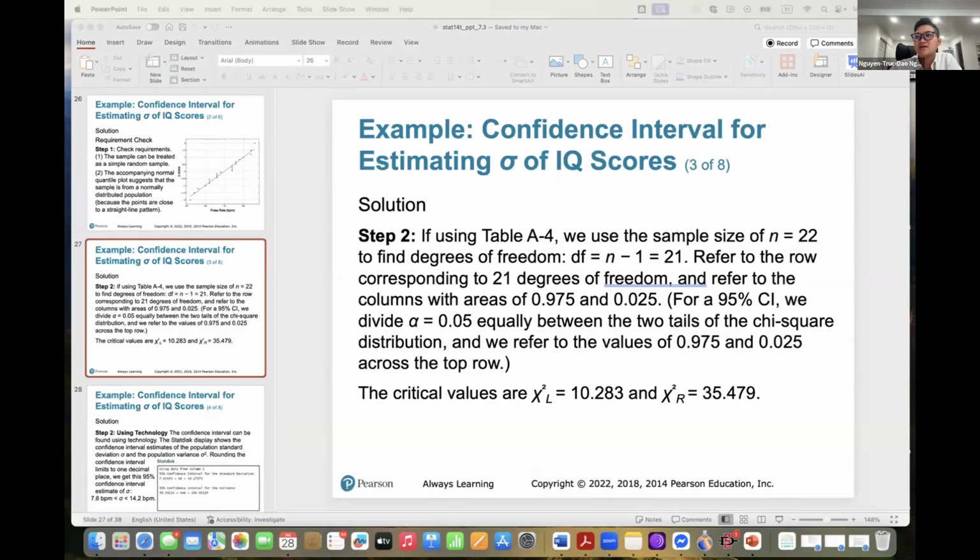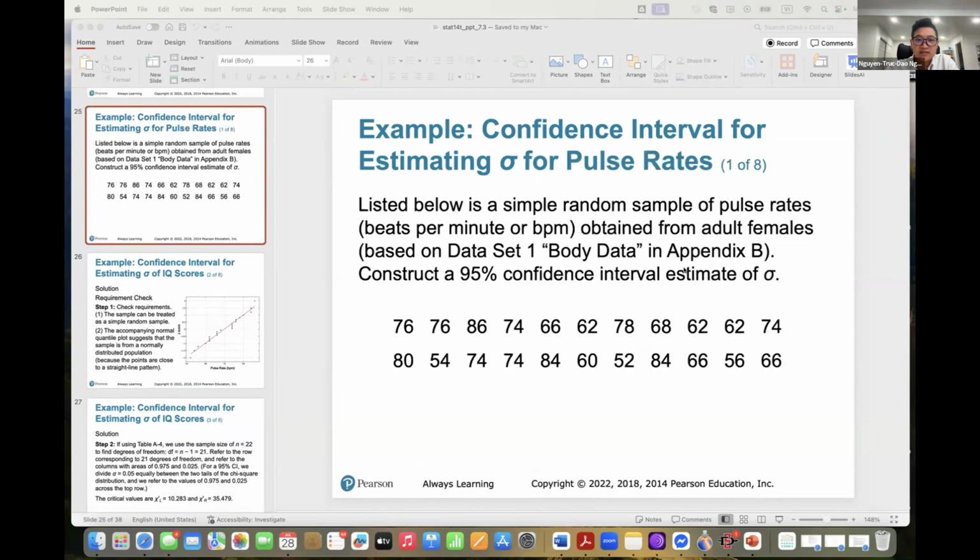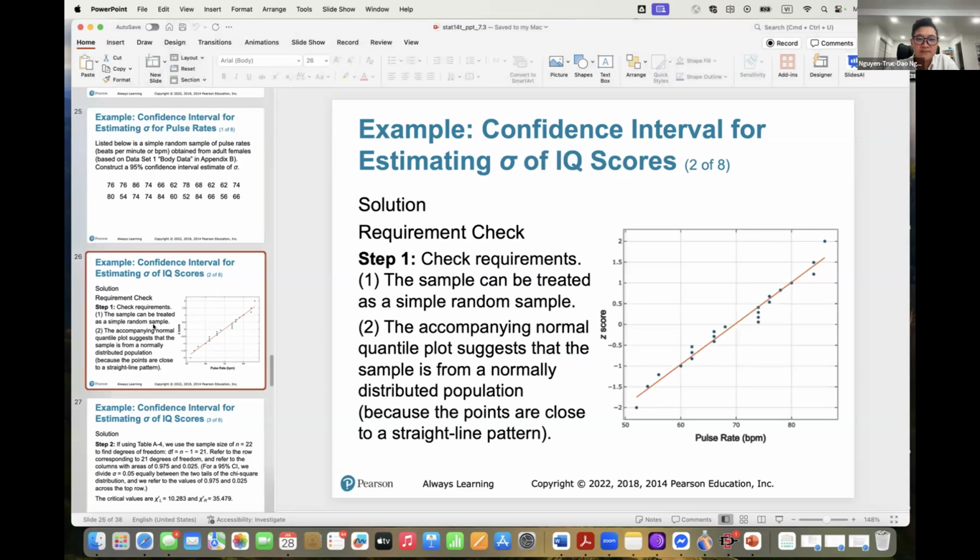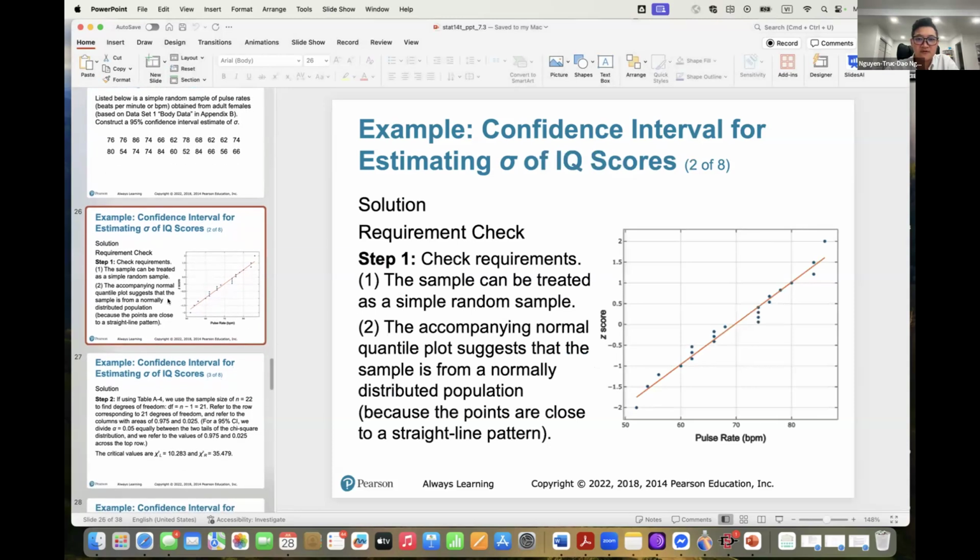Okay, I just started recording again after the break. Let me recall what I did earlier. So in this case, this is an example to calculate the confidence interval for estimating sigma for pulse rates, and we have this data. Now we need to follow all the steps to calculate the confidence interval, right?